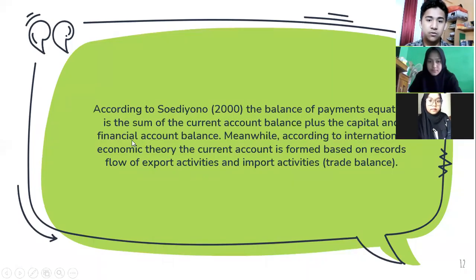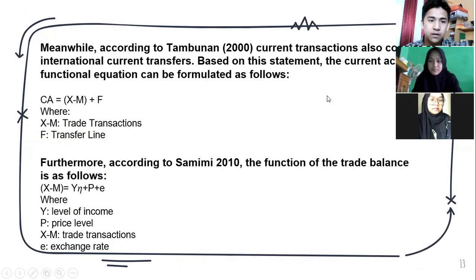According to Sudiono, the balance of payment equation is the sum of current account balance plus the capital and financial account balance. Meanwhile, according to international economic theory, the current account is formed based on the record flow of export activities and import activities, the trade balance. According to Tambunan, current transactions also consist of international current transfers. Based on this statement, the current account functional equation can be formulated as follows.